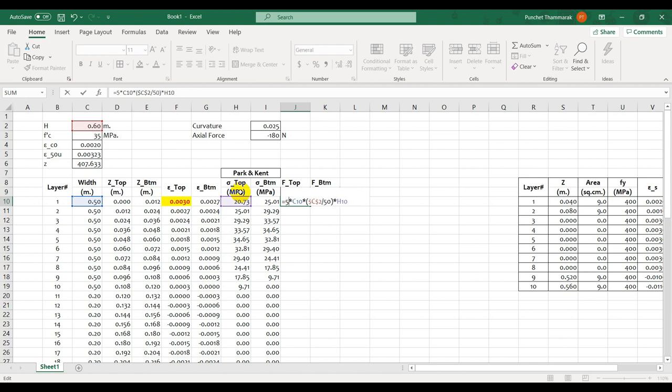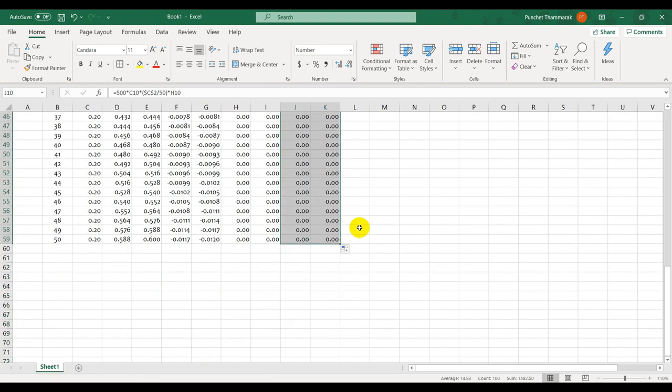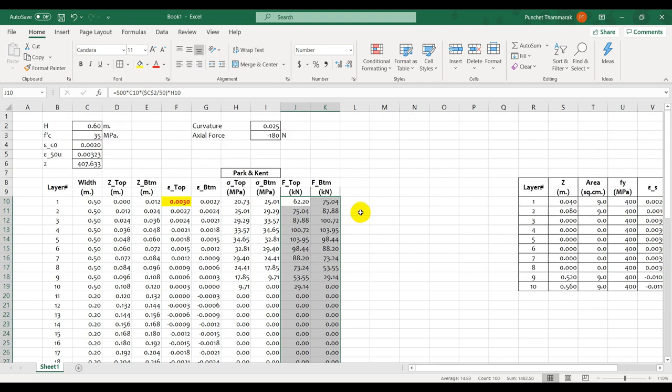Then this one, let me just copy and correct it. This has to be here. The edge does not move, and stress. Okay. Then, what's next?